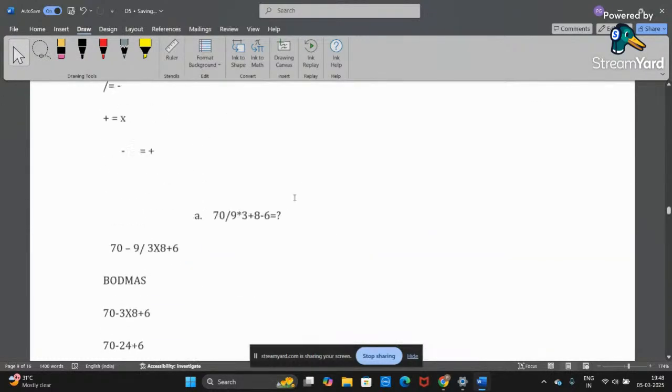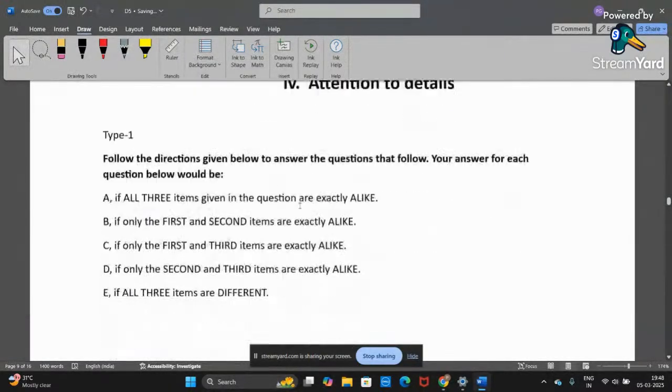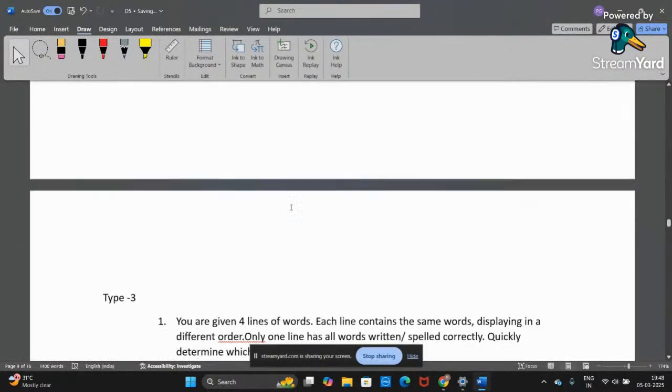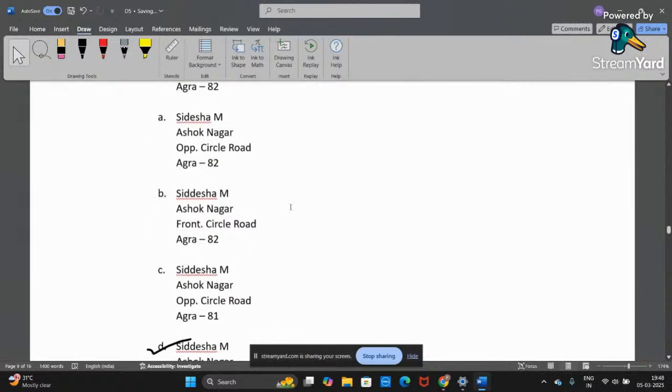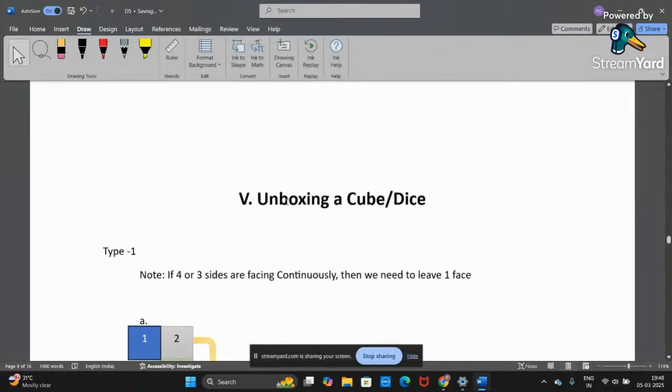These are the few questions based on attention to detail. There are three types in this. Those three types are done now. We'll move on to the next topic.